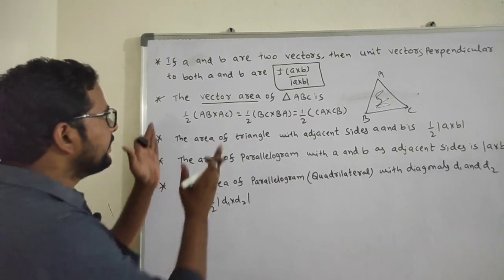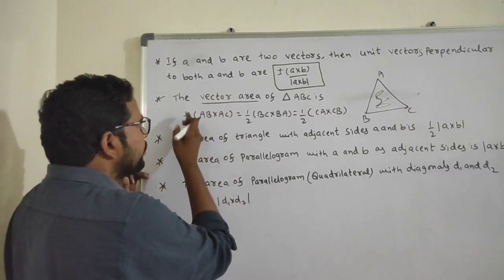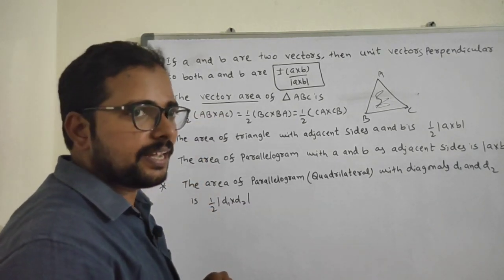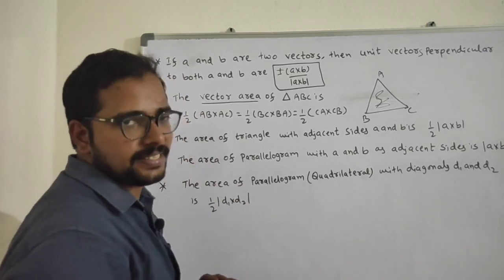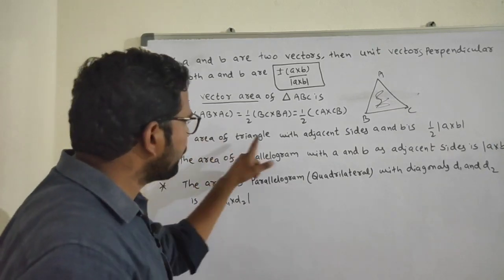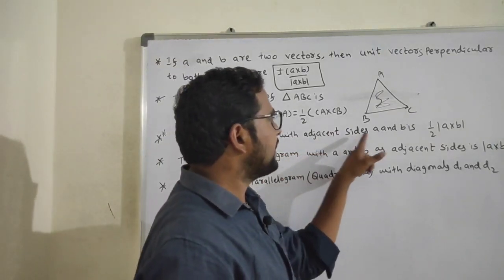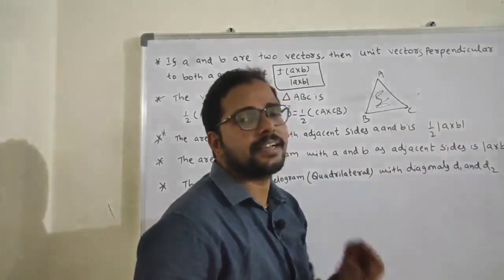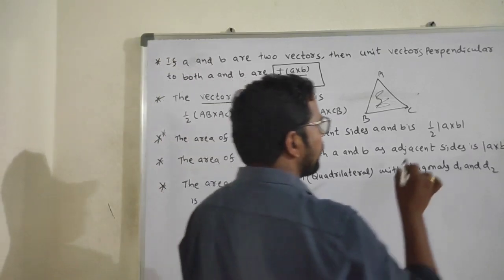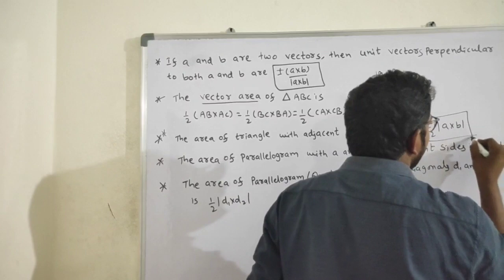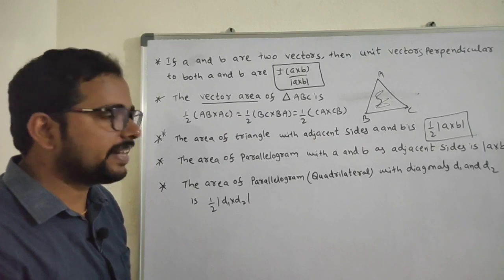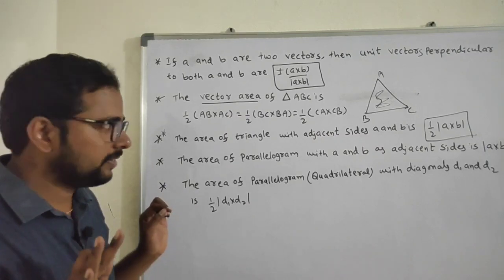Area means we have to take the magnitude. We take the magnitude of half into AB cross AC, that is, area is half into modulus AB cross AC. Okay? It is the standard area of triangle formula. The area of a triangle with adjacent sides A and B is half into modulus A cross B. Here A and B are adjacent sides. Very, very important formula. Easy and important.